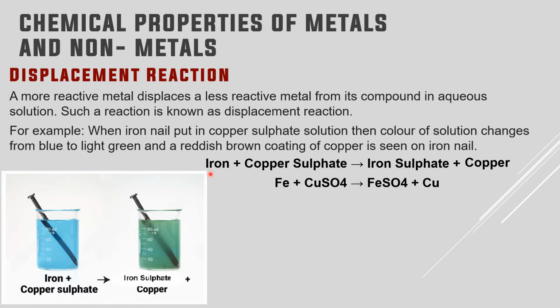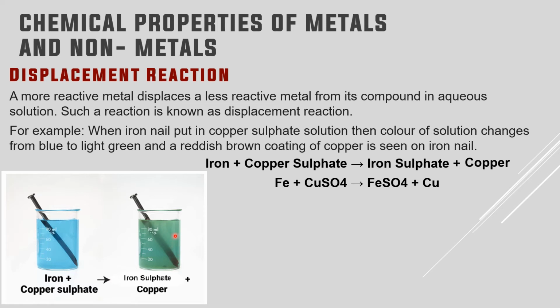So I'm saying this activity once again. First we put one fresh, new iron nail into this copper sulfate solution. When you see that copper sulfate solution, its color is blue, and we just keep it without any disturbance for one day. After one day we observe that its color changes from blue to light green, and there is a deposit or coating of copper on this iron nail.